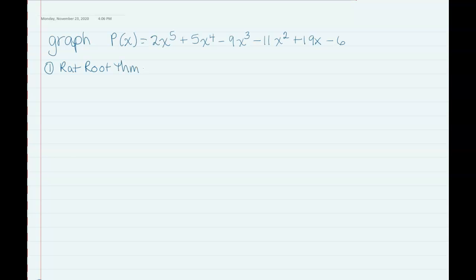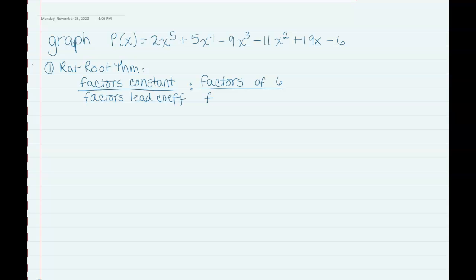And the rational root theorem states that you can find possible rational roots by getting the factors of the constant and dividing them by the factors of the leading coefficient. So, in our case, we need to find the factors of 6, because 6 is our constant, as well as the factors of 2, because 2 is our leading coefficient. When we do that, we're going to see that the factors of 6 are 1, 2, 3, and 6. The factors of 2 are 1 and 2.